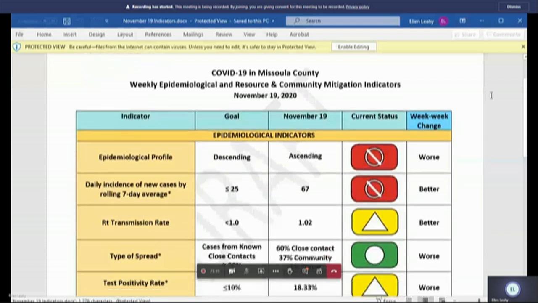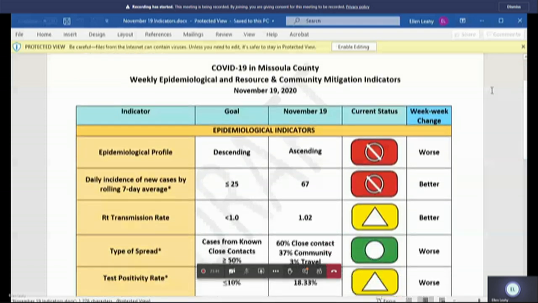So as we're all aware, in our epidemiological profile we can be ascending, flattening, or descending. And of course, the goal is to descend, or if ascending, to flatten. We do continue to ascend. We have green, yellow, red. Over in our right-hand column, this simply compares us to last week. That's all the right-hand column does, so they don't have to put a bunch of charts in front of you. So we are ascending.